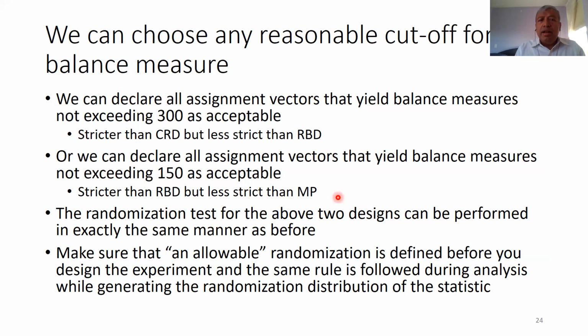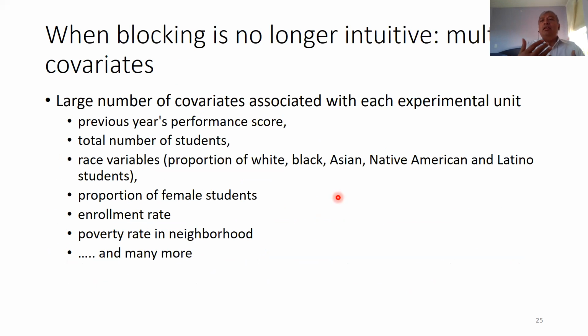And the nice thing is a randomization test for these two designs can be performed in exactly the same manner as before, okay? So we only need to make sure that an allowable randomization is defined before we design the experiment, and the same rule is followed during analysis while generating the randomization distribution of the statistic, okay? So this is basically the only idea which goes into developing these kinds of designs.